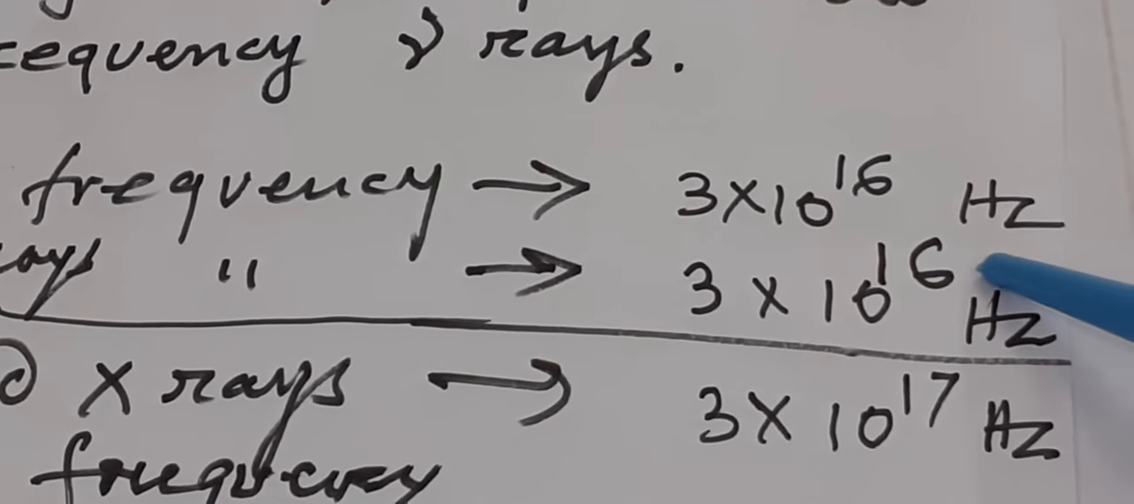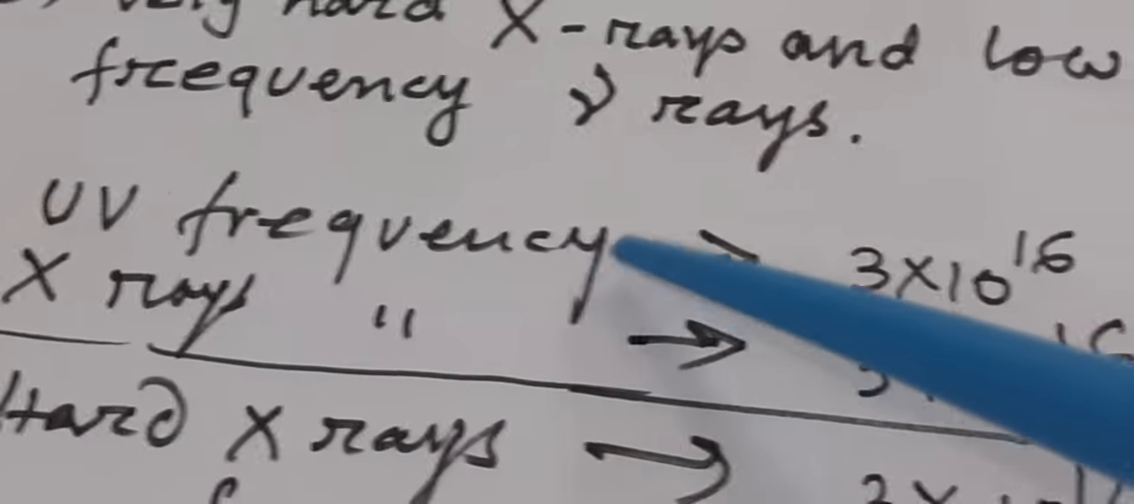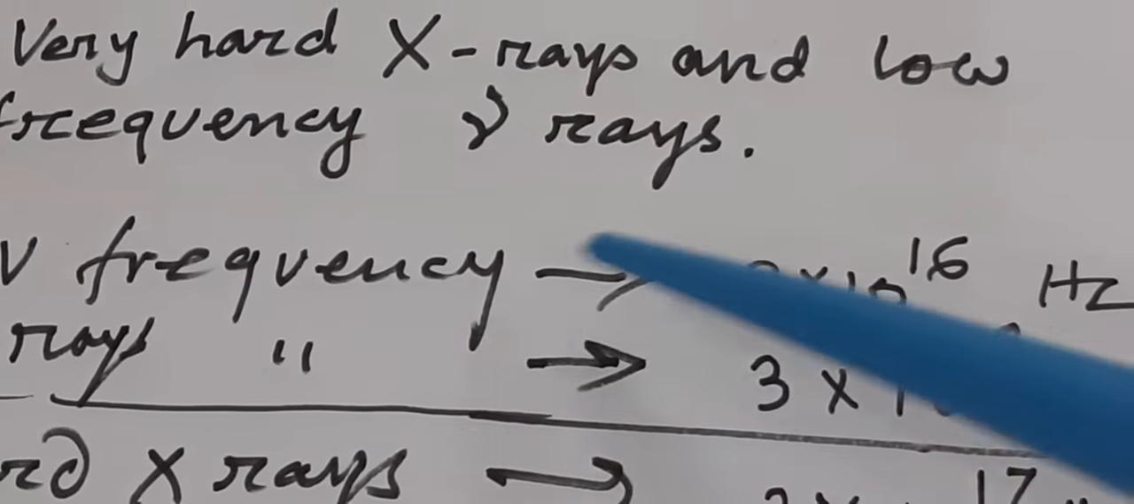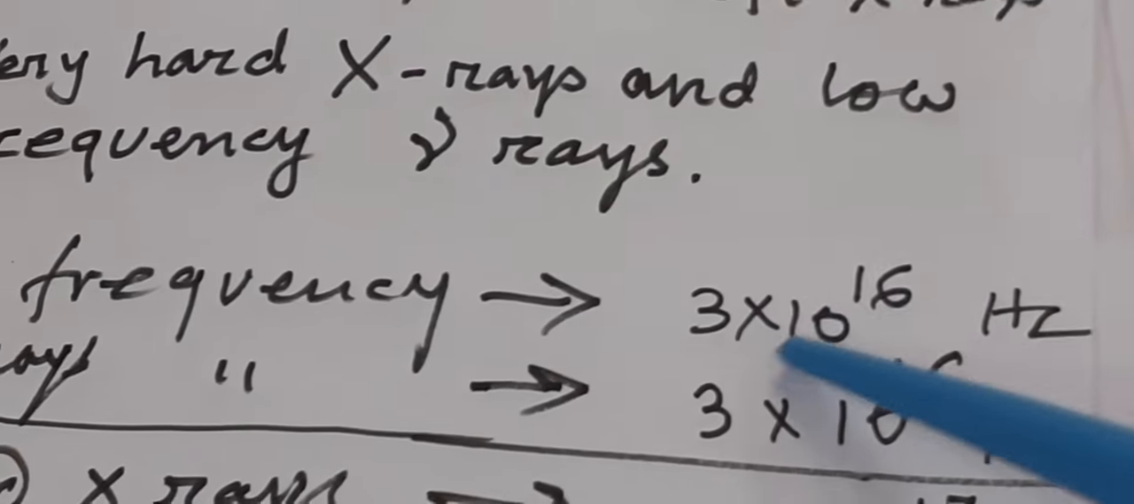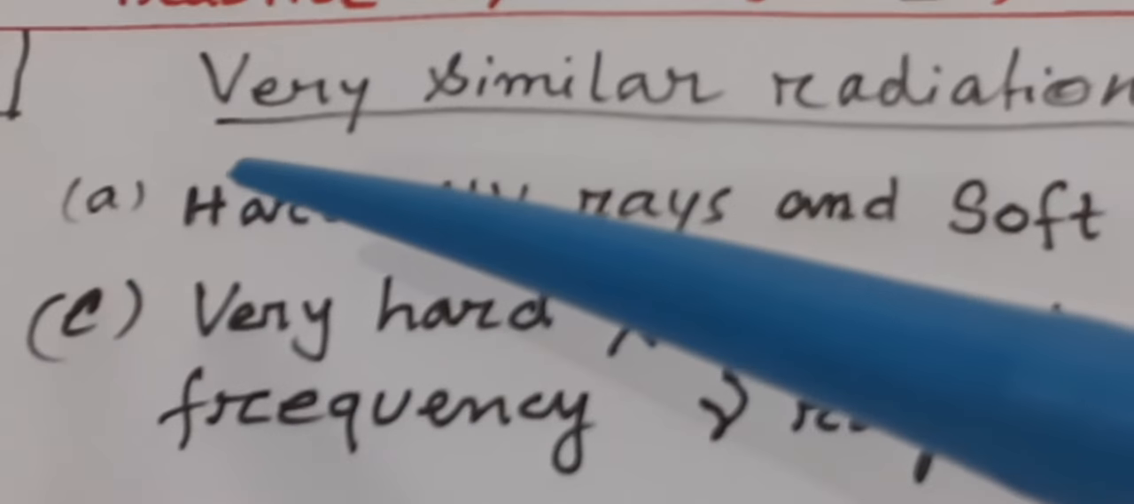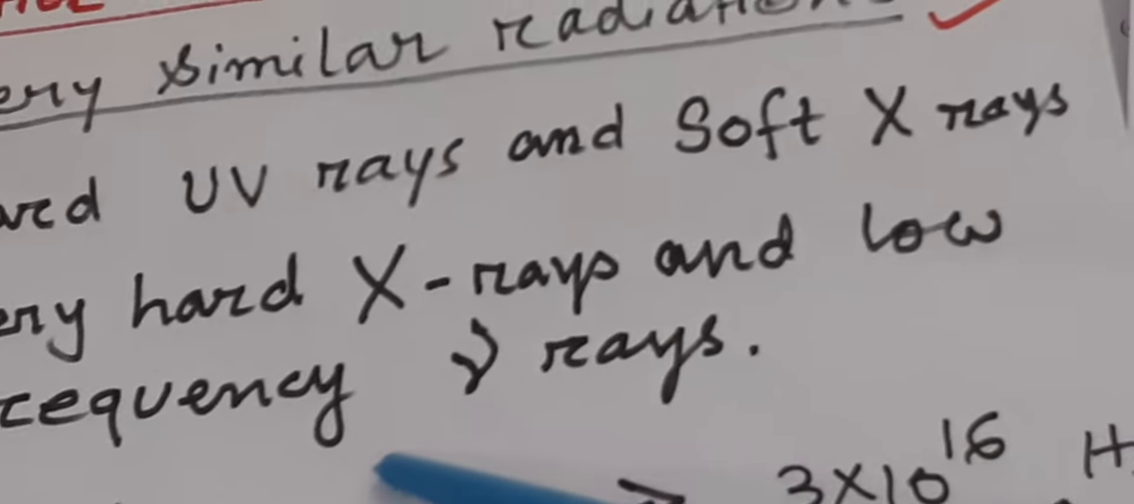3 into 10 to the power 16, and hard ultraviolet frequency ends. It gives a range of frequencies, but this is the extreme one, that is 3 into 10 to the power 16. That's why it is called hard ultraviolet rays. These two will match. It means choice A is correct. Hard ultraviolet rays and soft X-rays, this is okay.